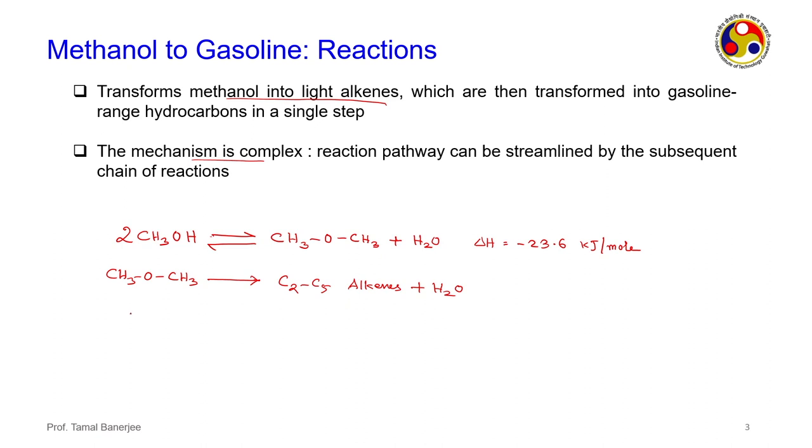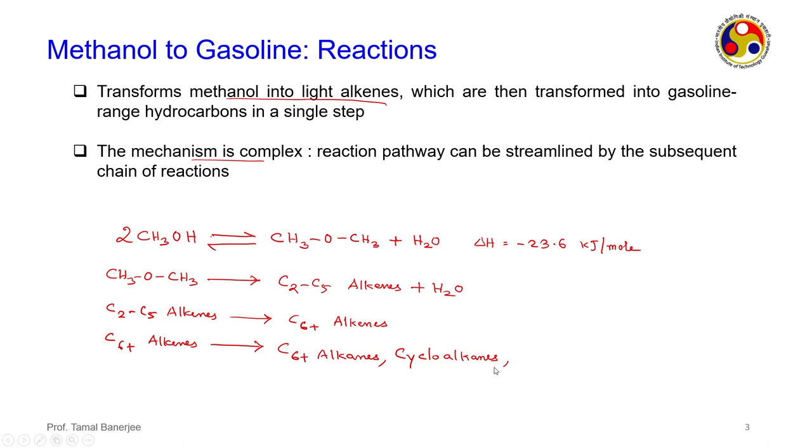Then there is a set of reactions where the C2 to C5 alkenes that are formed are converted to C6 plus alkenes. This is a process like those I discussed in the previous lecture on the different processes in an oil refinery, a type of alkylation reaction, where you are producing longer chain lengths. C6 plus means chain length greater than 6. These C6 plus alkenes are then converted to products such as C6 plus alkanes, and you can also have cycloalkanes and aromatics.